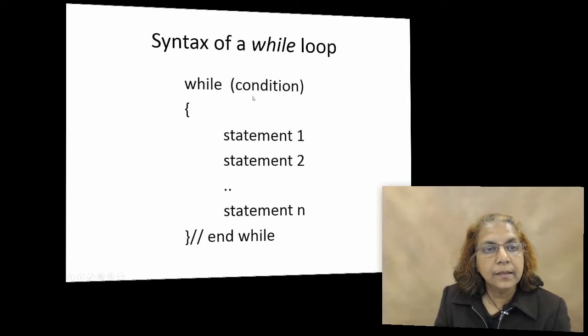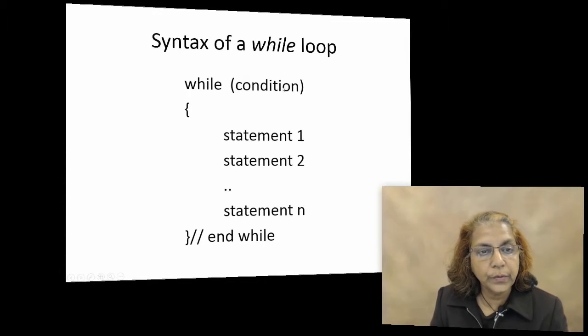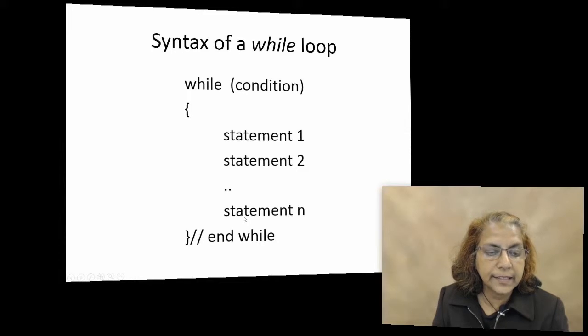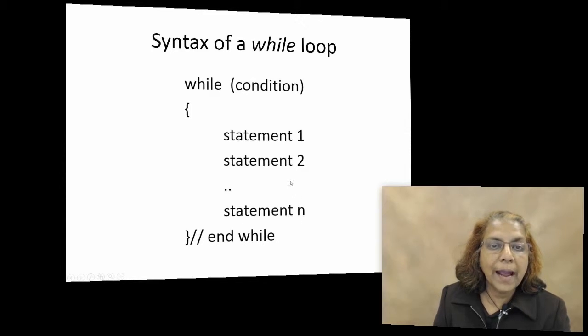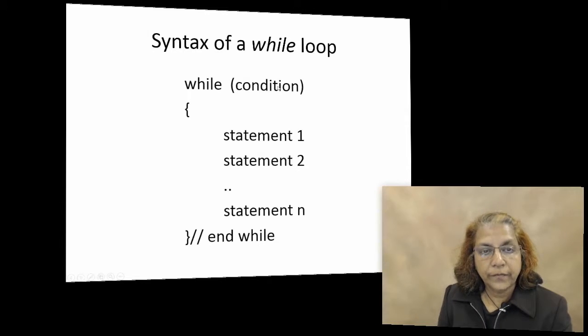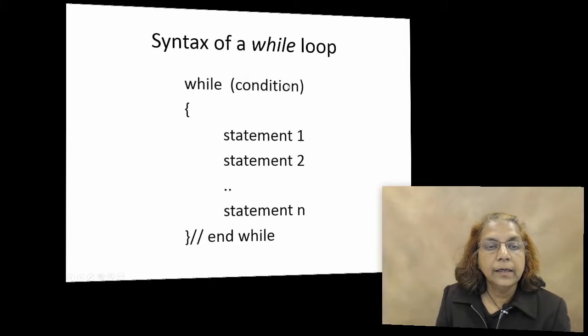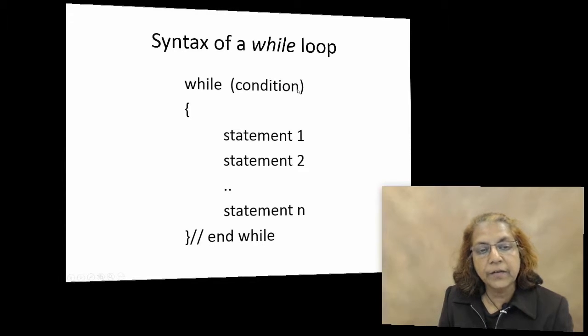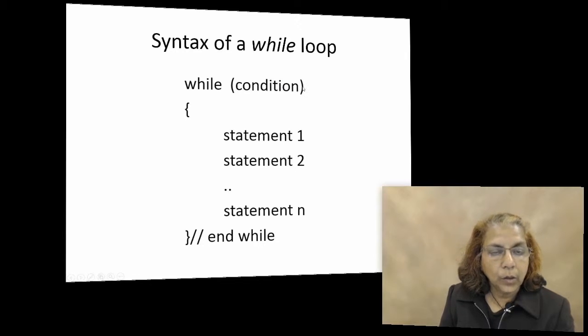So what happens? First, this condition is evaluated. If this condition evaluates to true, we execute these statements, and then we go back and we test the condition again. If it evaluates to true, we execute again and go back, and we keep on executing as long as this condition is true. When this condition evaluates to false, we exit the loop.